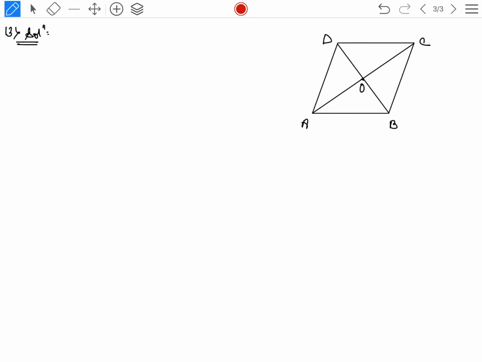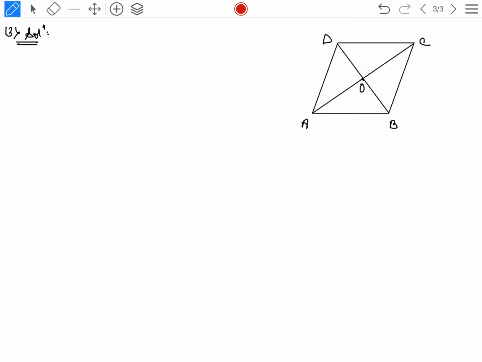Now what is given? They bisect each other at 90 degrees. Okay, that one you should know. Diagonals bisect each other at 90 degrees. That means all these angles are what? Right angles. Okay, that thing you should know. Understood?